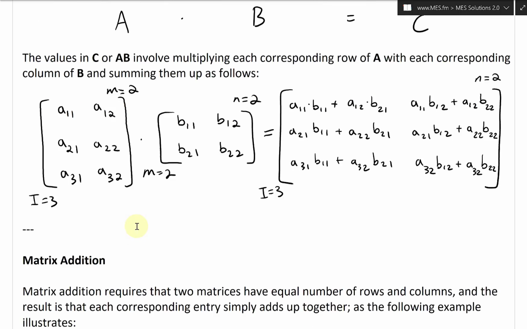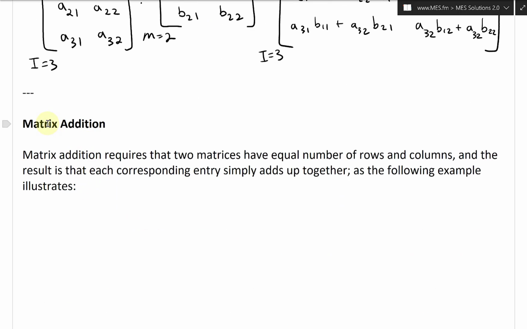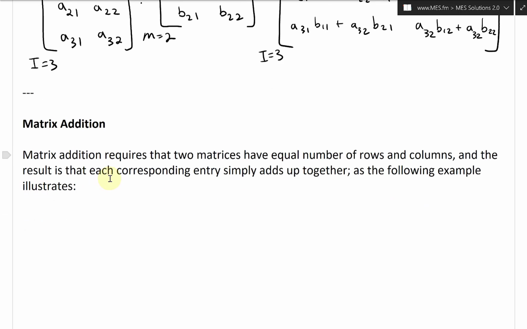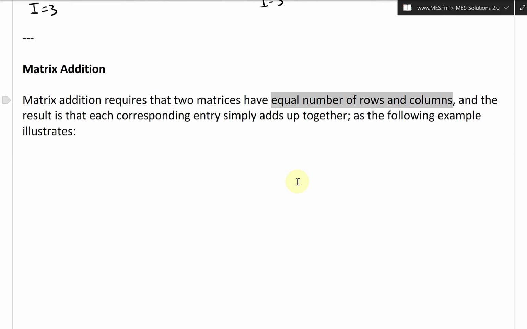All right, now that we've covered matrix multiplication, now let's quickly look at matrix addition. This one is easier, or just simpler than this. So matrix addition requires that two matrices have equal number of rows and columns, and the result is that each corresponding entry simply adds up together, as the following example illustrates. So basically, two matrices have to have the equal number of rows and columns. So they need to be the exact same size.